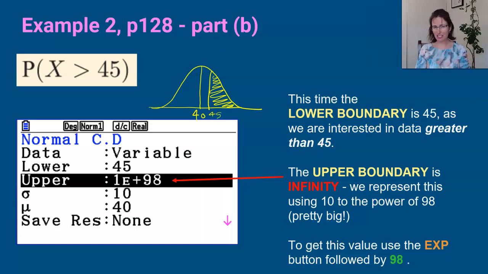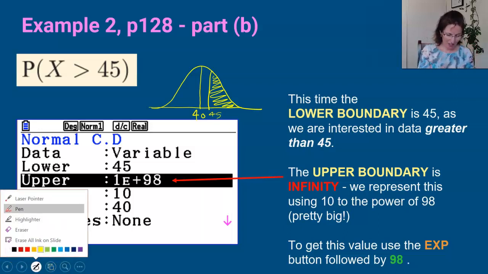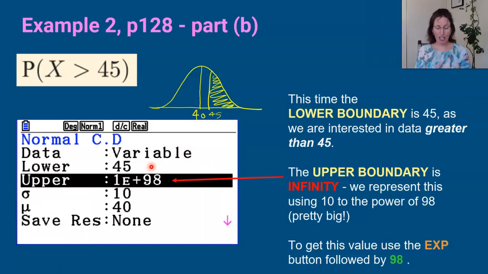I wonder what percentage that would be. If 50% is the whole area to the right, it's got to be a number less than 50. So let's see what it is. The numbers that you put in here: lower is 45 because we're going greater than 45. The upper boundary, essentially you want infinity. You want all the way to the end of time. Take into account all of those numbers, please. However, we can't write infinity or type that into our calculator. How do we do that?